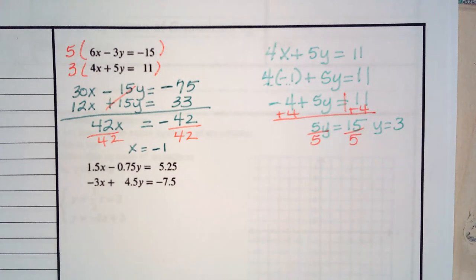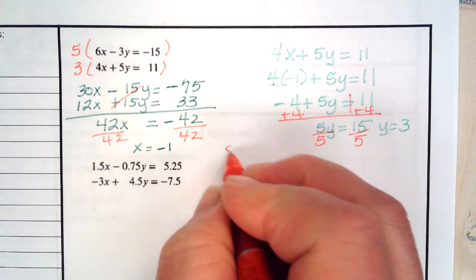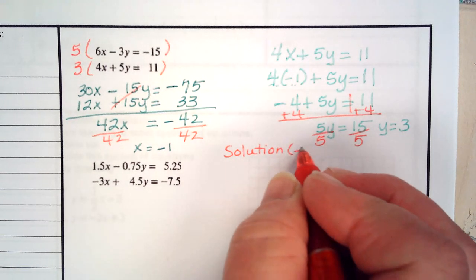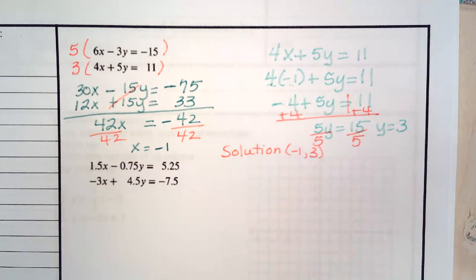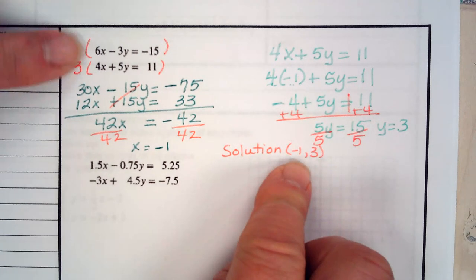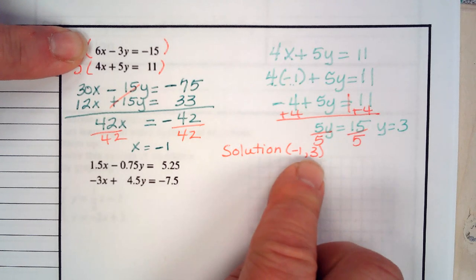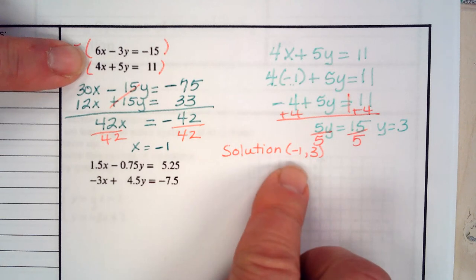So my solution is the point (-1, 3). How do I check? How do you use substitution? 6 times -1 is -6. 3 times 3 is 9. -6 minus 9 is -15.